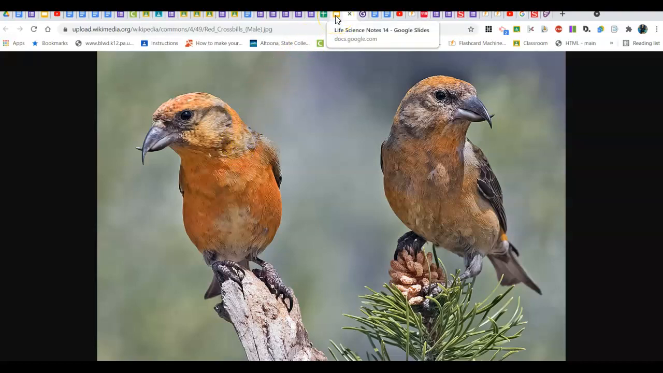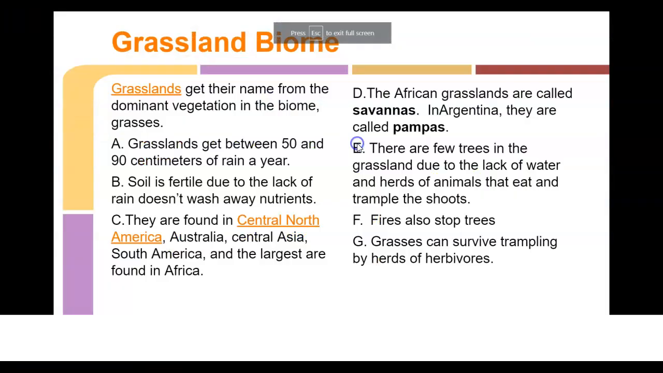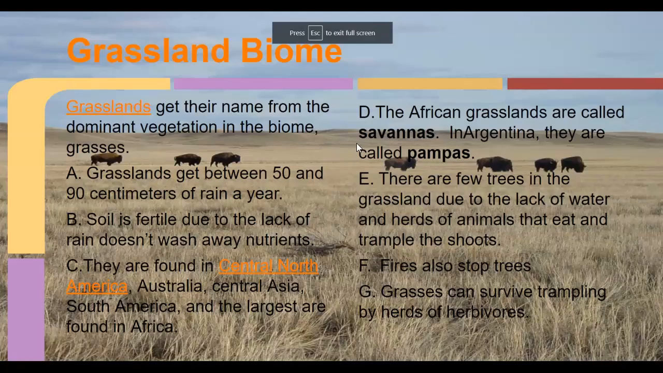Very highly adapted to the taiga. Our next biome is the grassland biome. Now, the grassland biome, there's tropical and there's temperate. I kind of lump them all together for our purposes because I know you guys have done some of the biome stuff in the past.